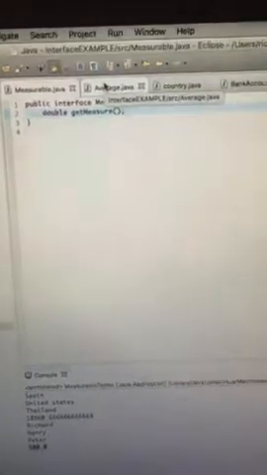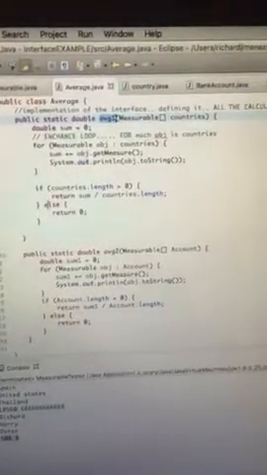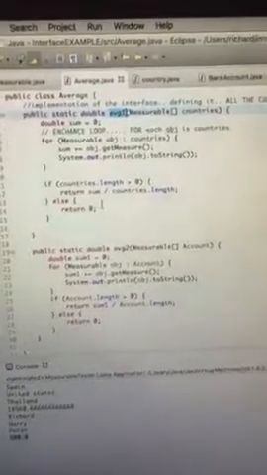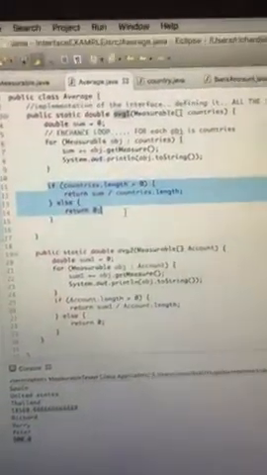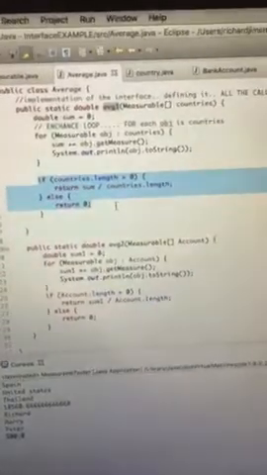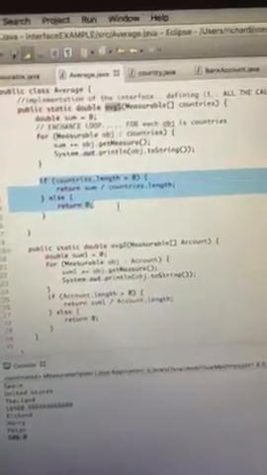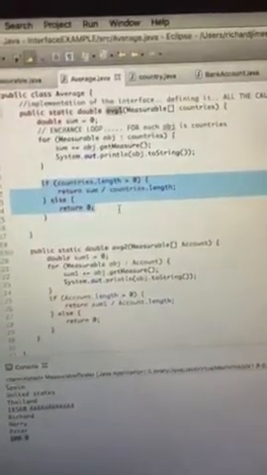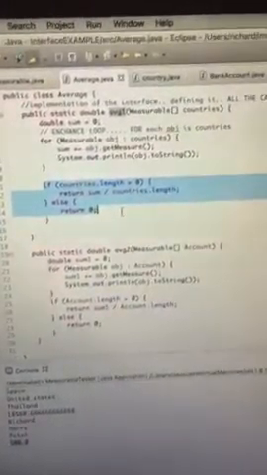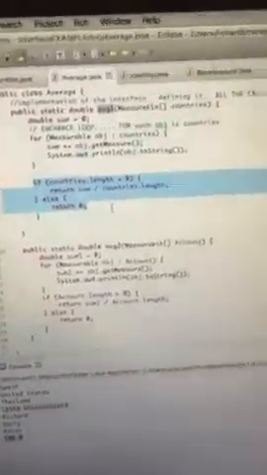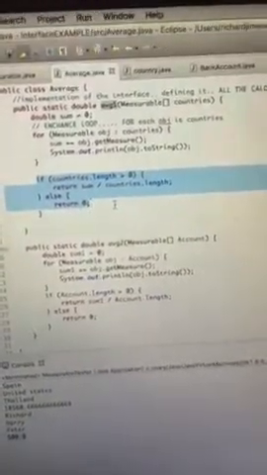Here I'm showing an interface. In my class average is where I have the mathematical logic to it. You see right here that I'm doing the return sum, which is going to return sum divided by country's length. Country's length is the amount of countries there is. Sum is the sum. So if you think about it, that's what an average is: the amount of something divided by how many there is of that thing.